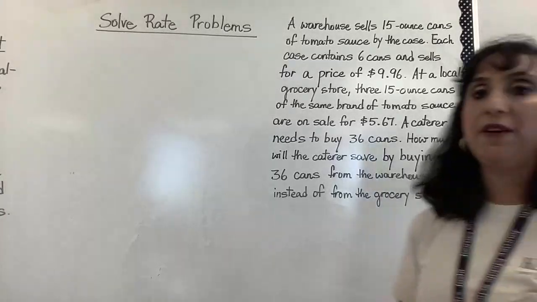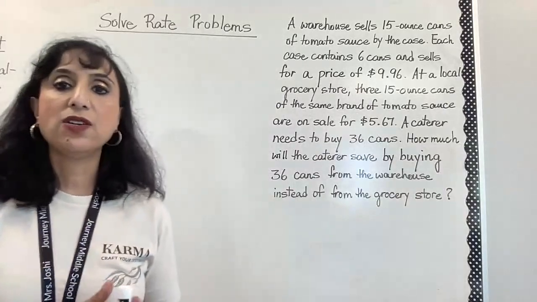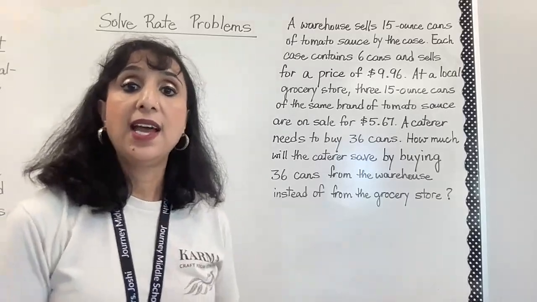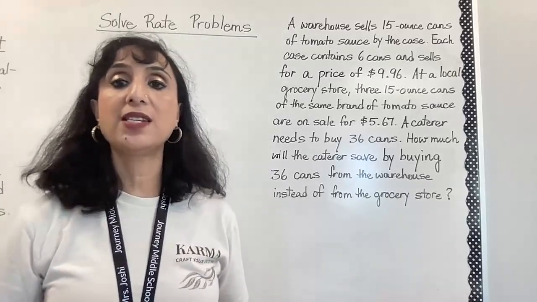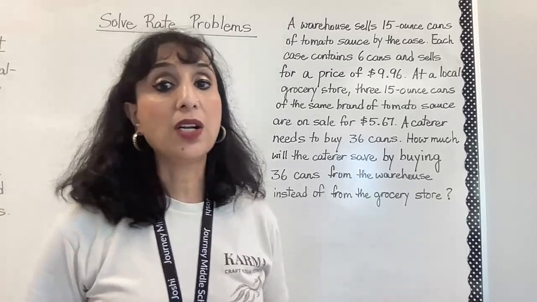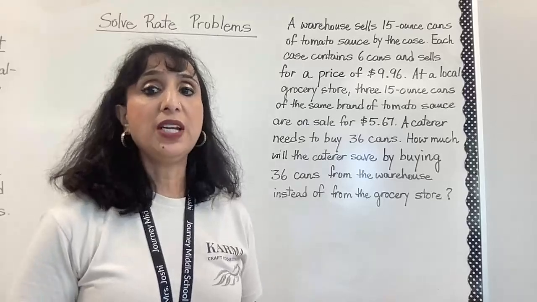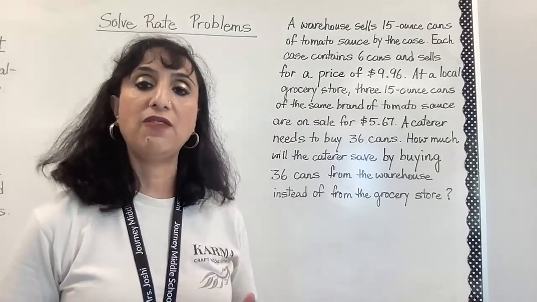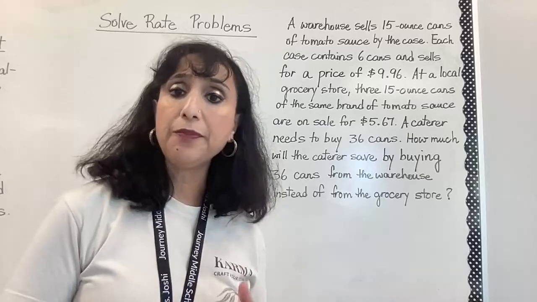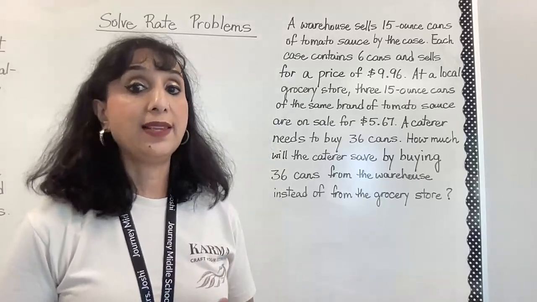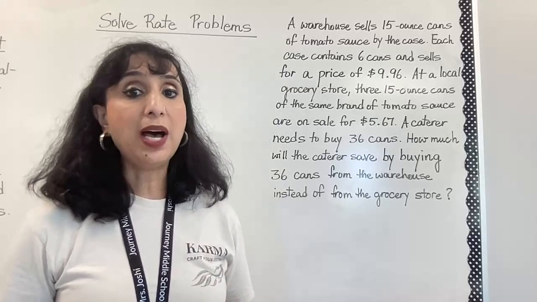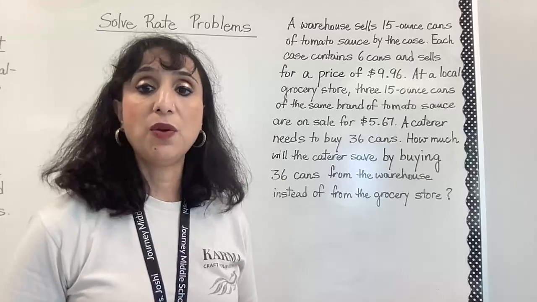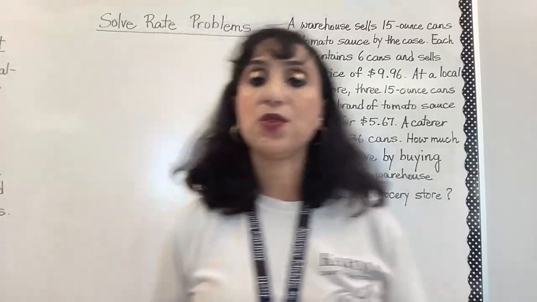A warehouse sells 15-ounce cans of tomato sauce by the case. Each case contains 6 cans and sells for a price of $9.96. At a local grocery store, 3 15-ounce cans of the same brand of tomato sauce are on sale for $5.67. A caterer needs to buy 36 cans. How much will the caterer save by buying 36 cans from the warehouse instead of from the grocery store?